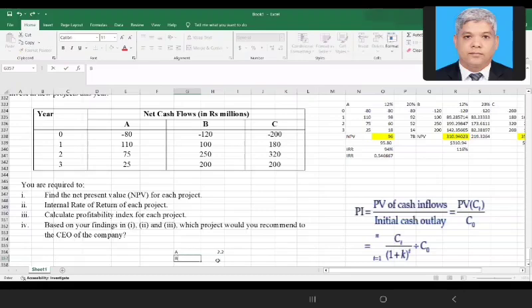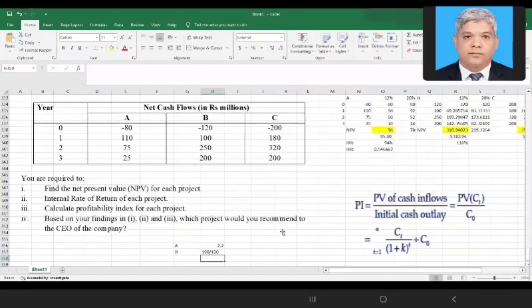In the case of project B, at 12 percent, that's going to be 119 divided by 120, the initial investment. That is 1.56.